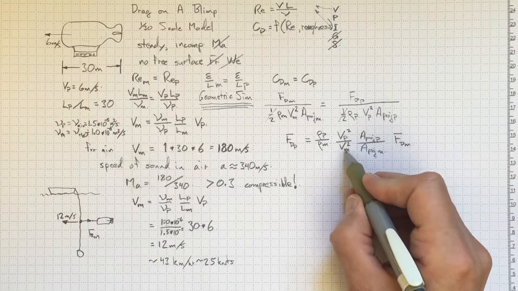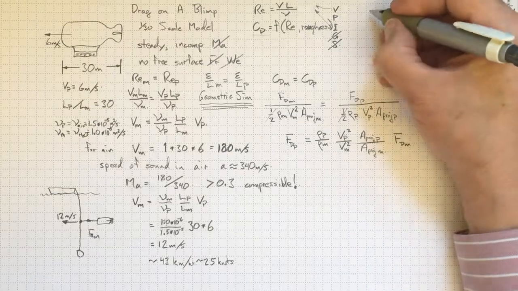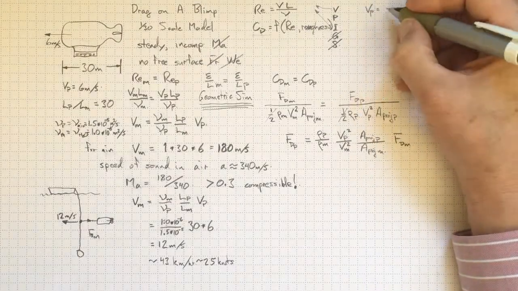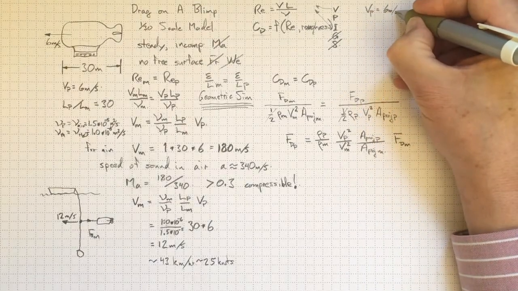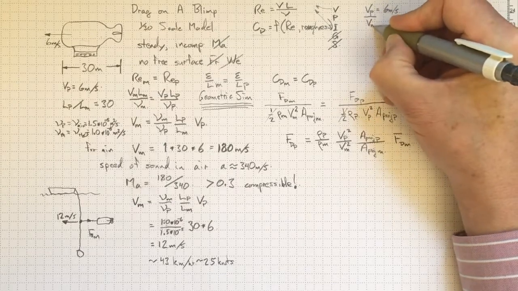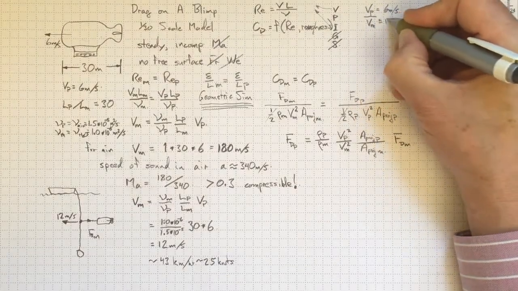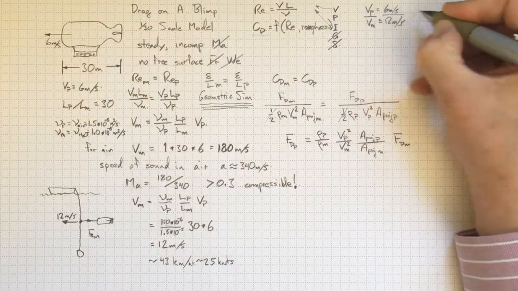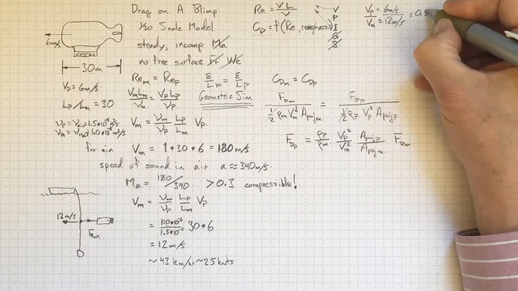The velocity of the prototype divided by the velocity of the model squared. Velocity of the prototype is 6 meters per second divided by the velocity of the model, which is 12 meters per second. So we've got 0.5.